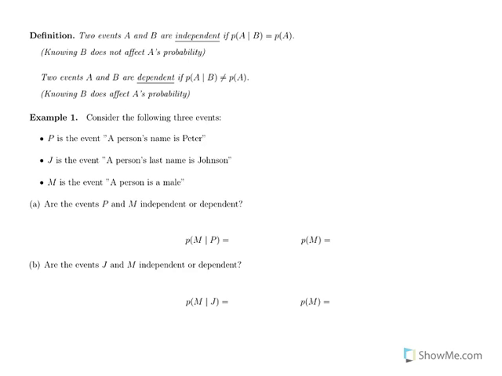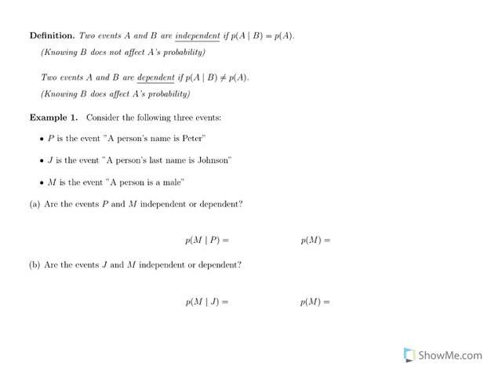So first, let's define these terms. Two events A and B are called independent if the probability of A given B is equal to the probability of A. Another way of thinking about this is if knowing B does not affect A's probability, that the probability of the two do not affect each other. We can think about where this word comes from. Why do we use the word independent?